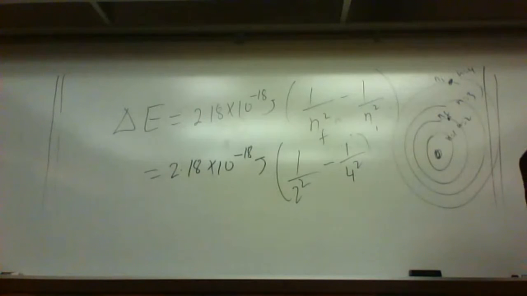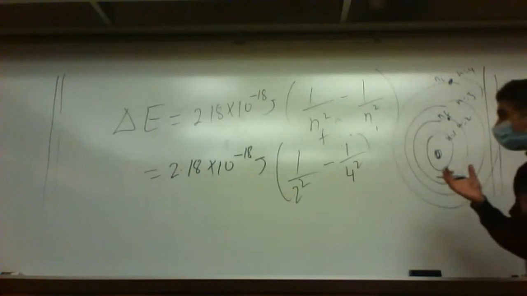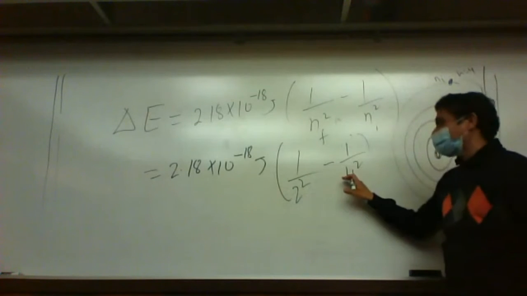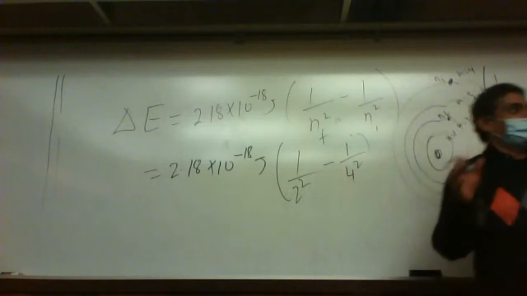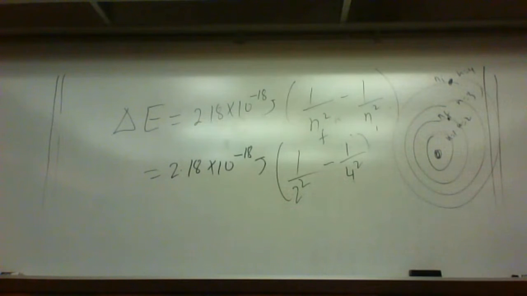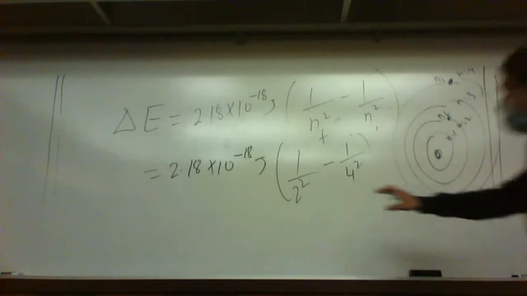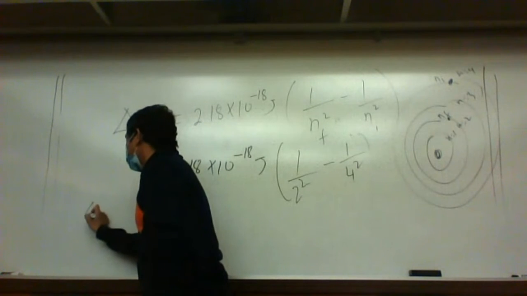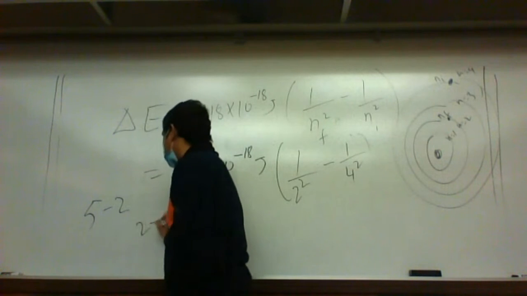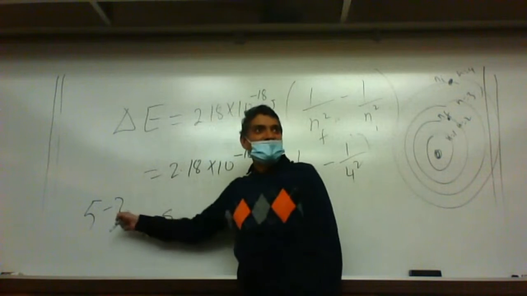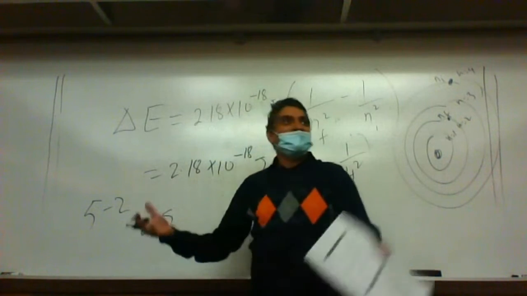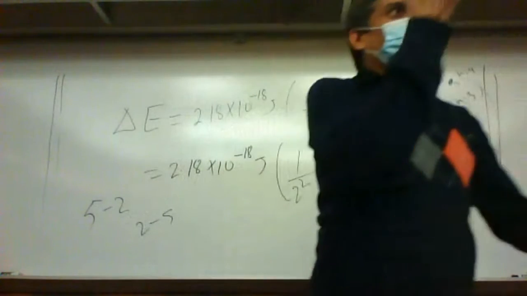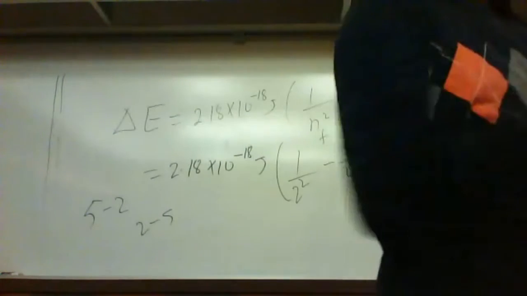Make sense? Very simple. Would the answer be different if you put 4 squared here and 2 squared there the other way around? No, it will not. Maybe you may see a negative sign; just remove that negative sign. It will not make any difference whether you put it this way or that way. It's just like 5 minus 2 or 2 minus 5. 5 minus 2 is 3, 2 minus 5 is minus 3. They are basically the same number, right? It's just like that.